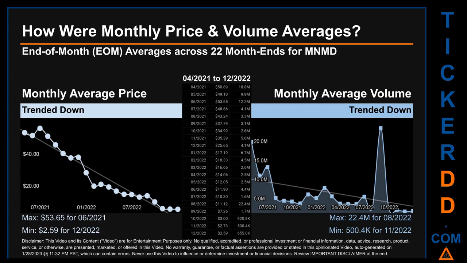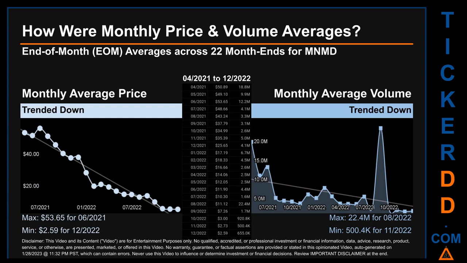How were price and volume averages for MNMD? Across 449 trading days, there were a total of 22 month ends, of which monthly averages for daily price and volume were calculated. Overall, monthly price average trended down while monthly volume average trended down.